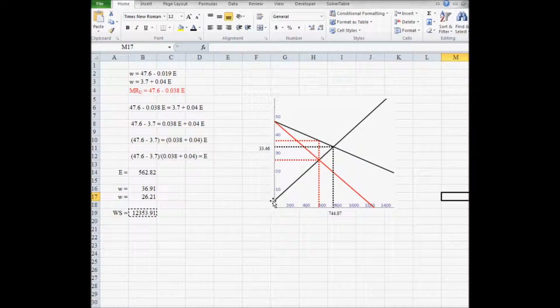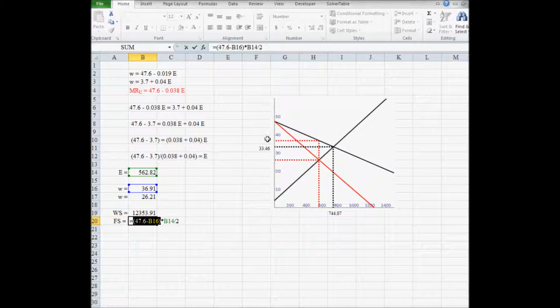Firm surplus is the triangle that corresponds to the wage negotiated with the union, labor demand, and then the vertical axis. We need to calculate the area of this triangle here. The height of this triangle is the intercept of labor demand, 47.6, minus the wage the union and firm agreed to, 36.91. That value right there. And we multiply that by the employment level and divide by 2, and we get a firm surplus of $3,009.29. I'm going to copy and paste that into Cengage Now.